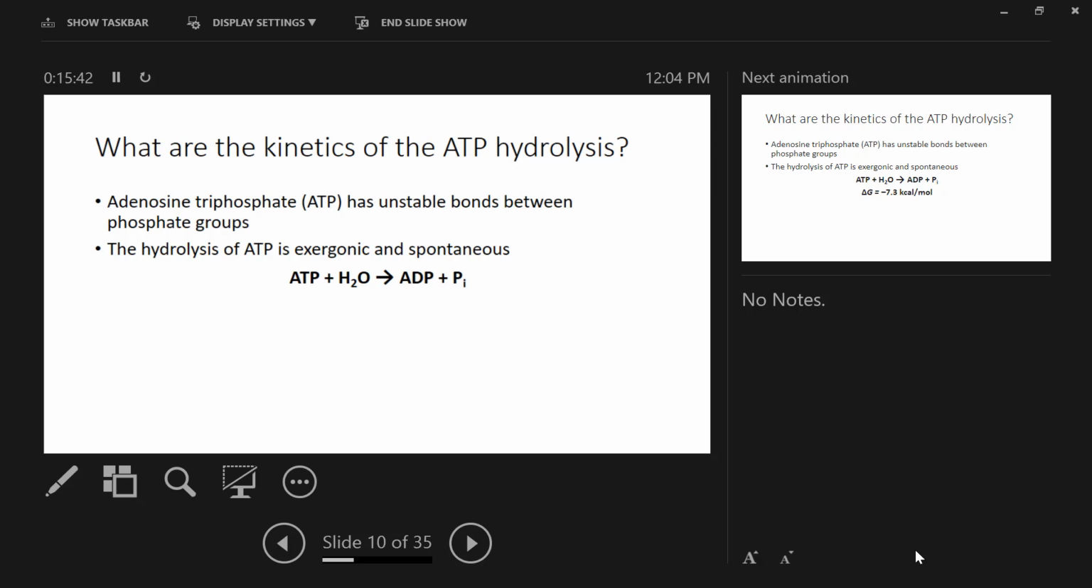So here's the hydrolysis of ATP. Why is water listed as a reactant?